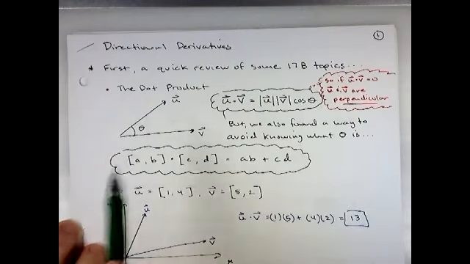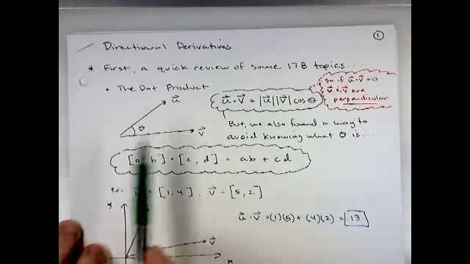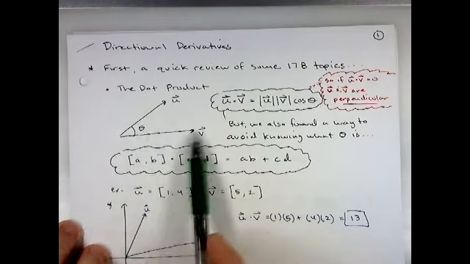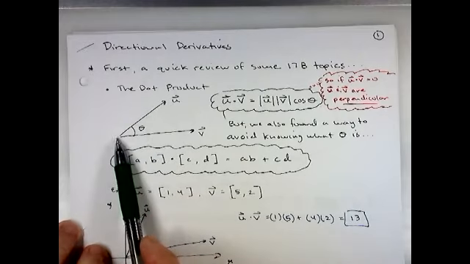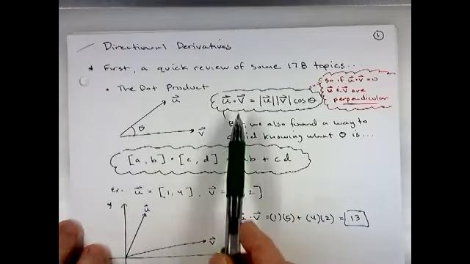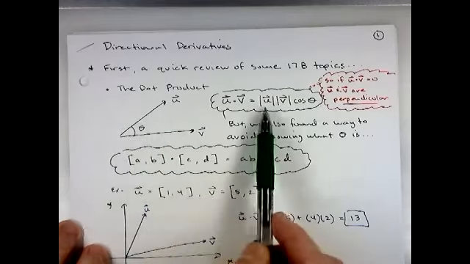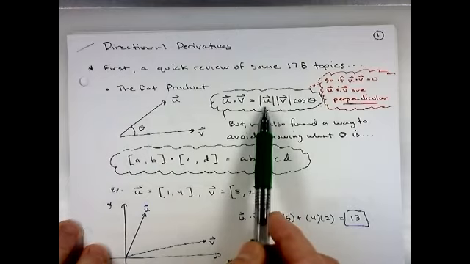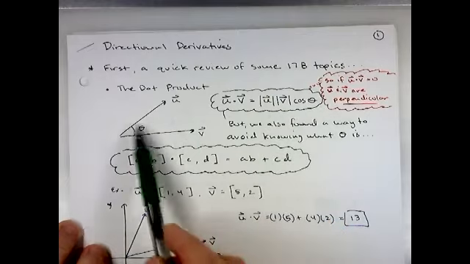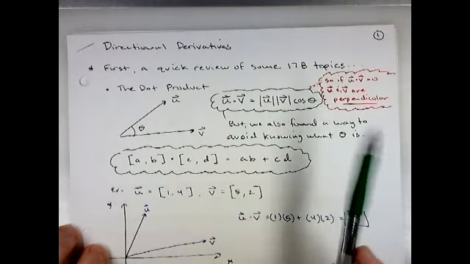So in 17B, towards the end, we talked about the dot product of two vectors. If I took a vector u and a vector v and put them tail to tail, if they're not parallel, there's an angle between them. And the dot product is defined to be the magnitude of u. Remember, this notation means magnitude. That's the length of u, times the length of v, times the cosine of the angle between them.